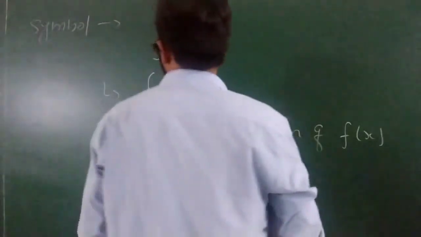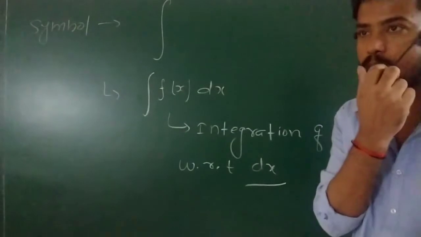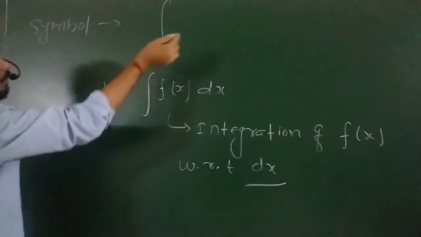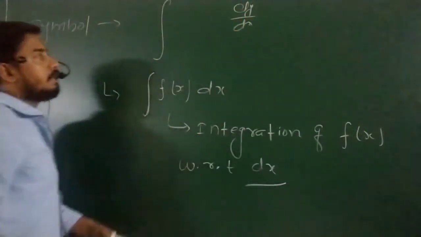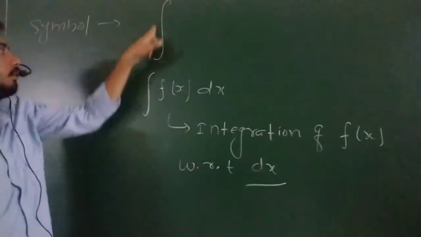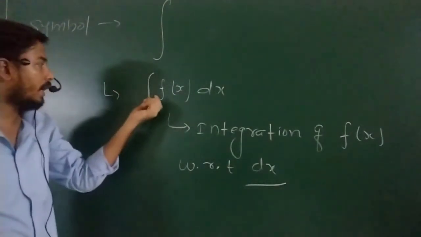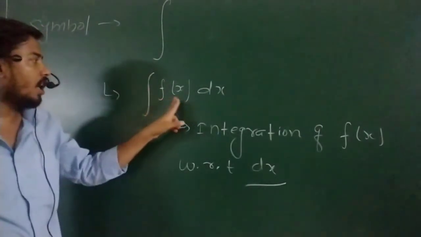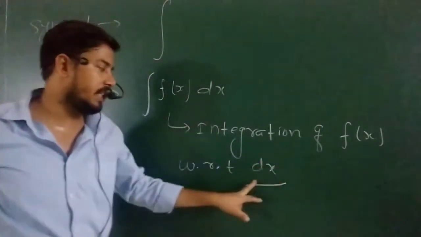Come to the next point. Now see here, the symbol of integration. You know the symbol of differentiation. Just like the symbol of differentiation, we have a symbol of integration also. We know that differentiation is represented like dy by dx. Similarly, integration can be represented by this symbol. This symbol means you are going to do integration. Suppose someone wrote integration f of x dx. We can read this as integration of f of x with respect to dx.